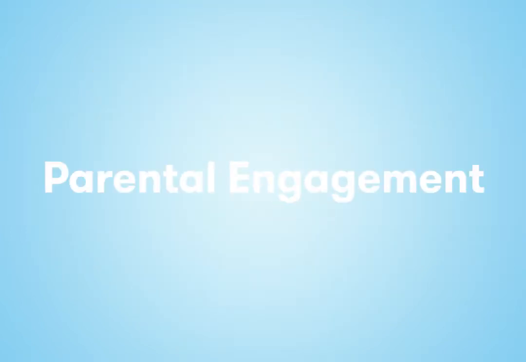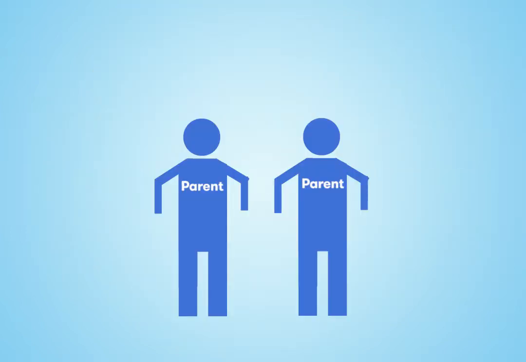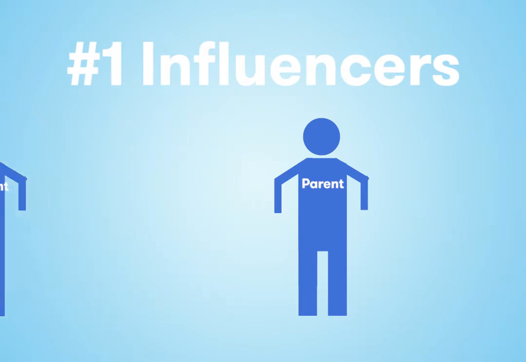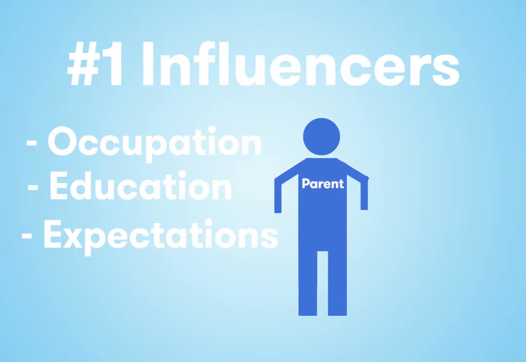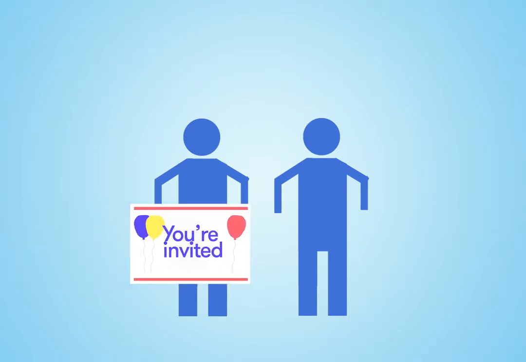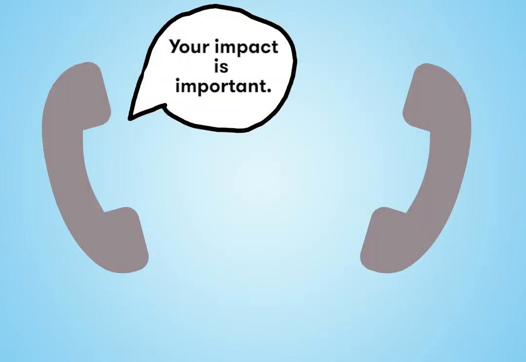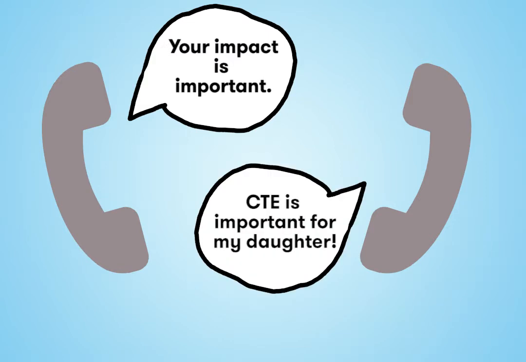Number 5, parental engagement. Parents are the number 1 influence of student college majors and career choice. Especially for girls, engagement of parents is crucial. The occupational status, level of education, and expectations of young girls' mothers has a great impact on girls' career choices. Make parents feel invested by including them in activities where possible and showing them how important these skills are for their children's futures. Communicate to parents and caregivers how impactful their support is and encourage them to dispel negative myths and stereotypes.